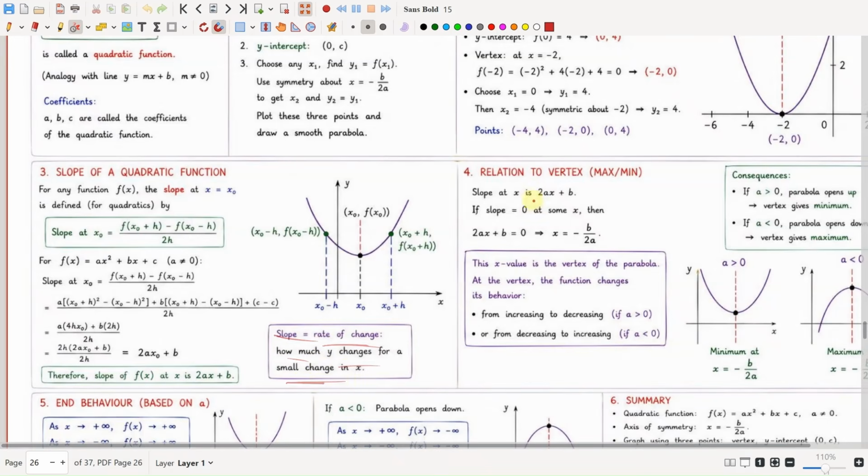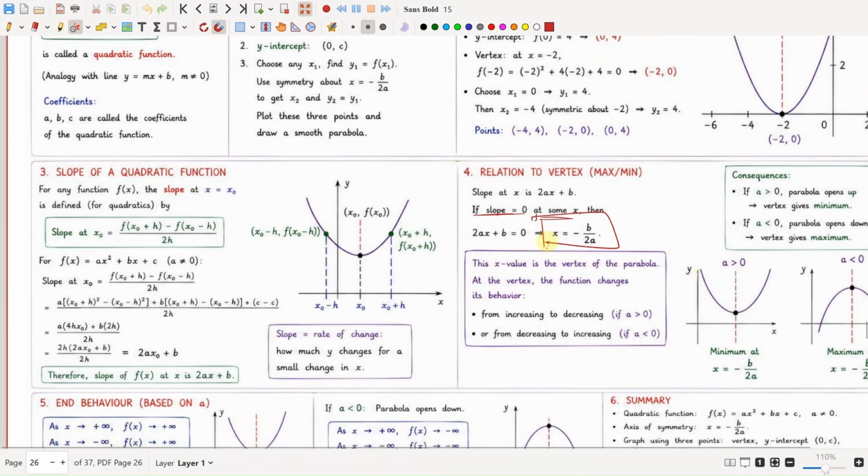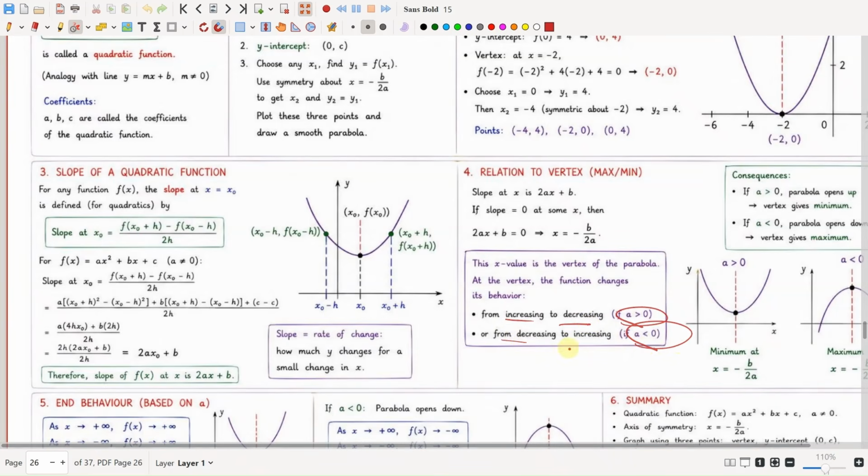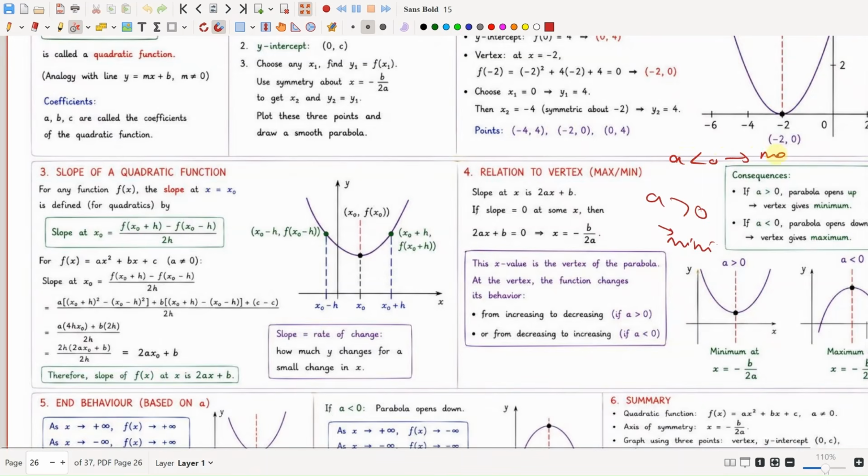And in relation to the vertex, if slope is equal to 0 at some x, then x will be minus b by 2a. This x value is the vertex of the parabola. At this vertex, the function changes behavior. If a is greater than 0, it will go from decreasing to increasing, and if a is less than 0, it will go from increasing to decreasing. So if a is greater than 0, it will give us the minimum value, and if a is less than 0, it will give us the maximum value.